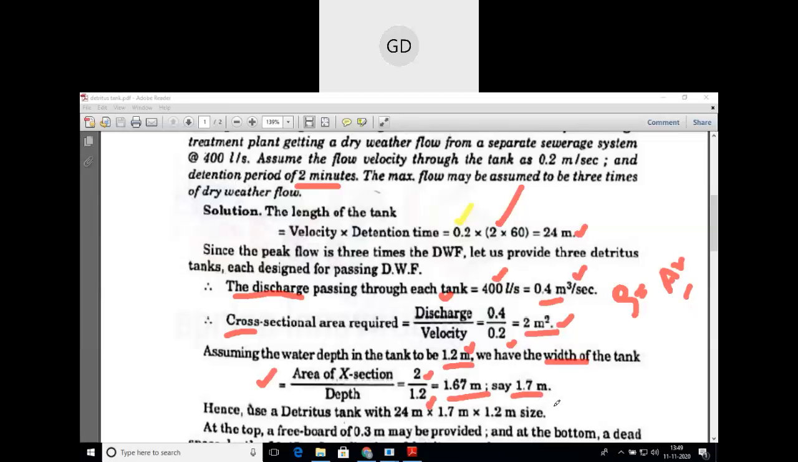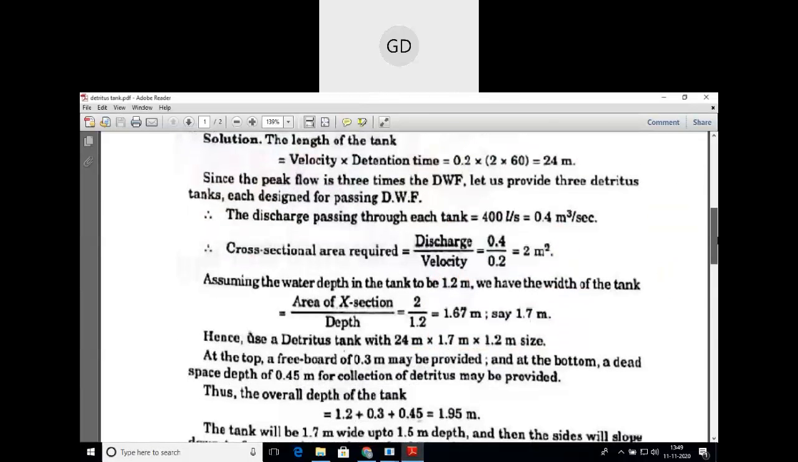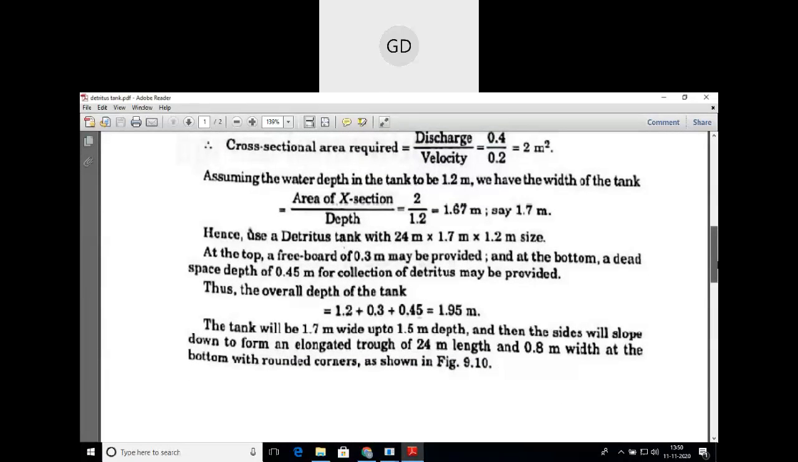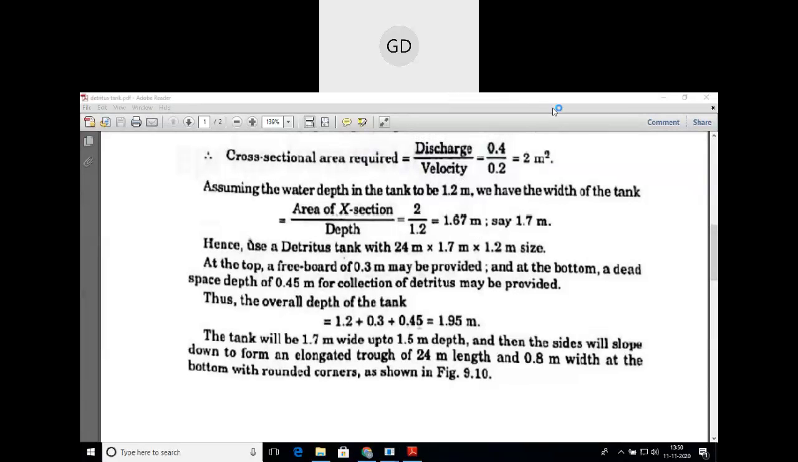So the size we have got: the length is 24 meter, the water depth you assumed is 1.2, and the width you got is 1.7. This is the size of your detritus tank, clear? Now, as I already told, whatever depth you get, you have to add a freeboard. Here they have allowed a freeboard of 0.3 meter. They have also provided a depth space for the detritus tank so that they can collect the detritus. So this is the overall depth.